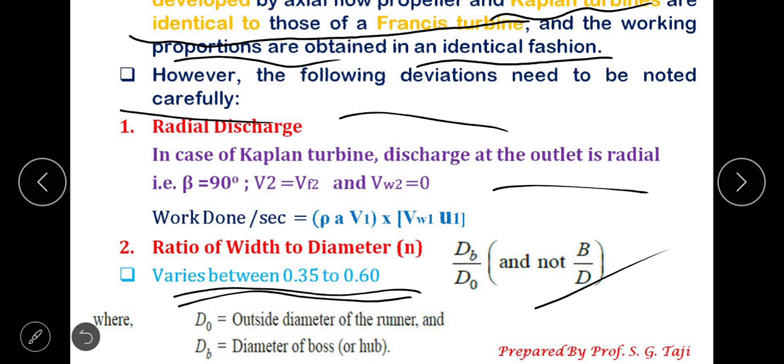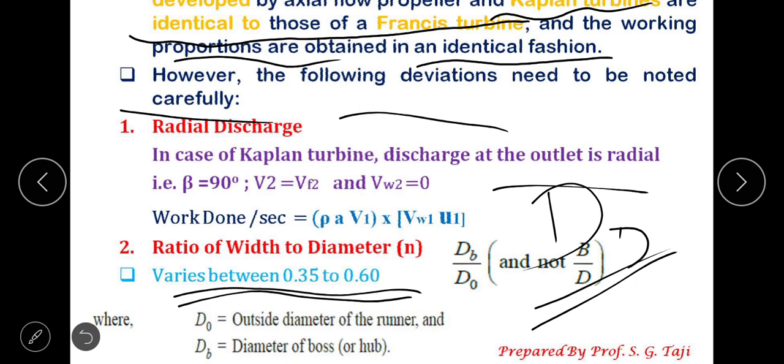In the case of a Francis turbine, it was B by D. Width to depth ratio is nothing but the ratio of width to diameter. Whereas here it is dB by D naught, not dd, D naught. Of course, dd itself is also used.